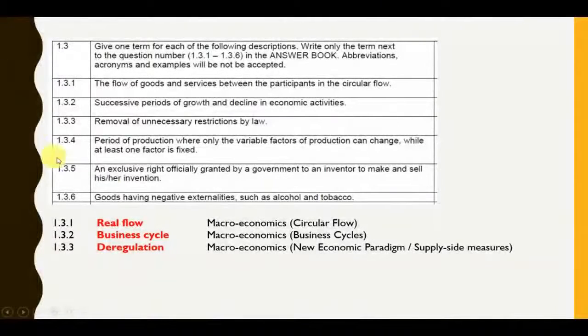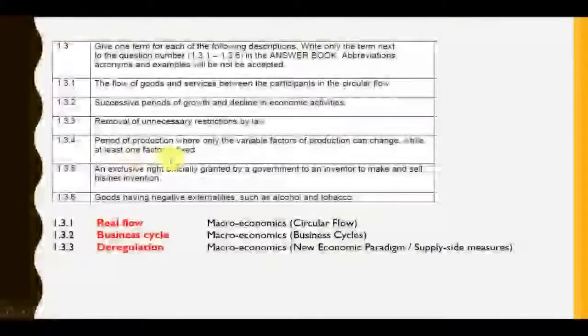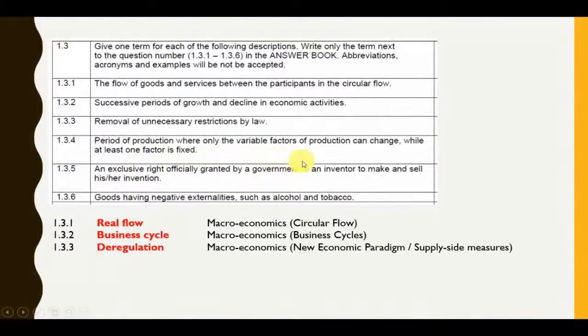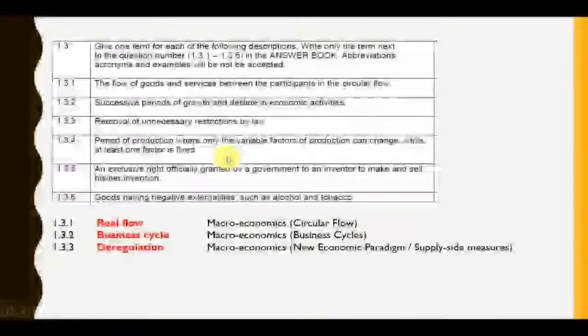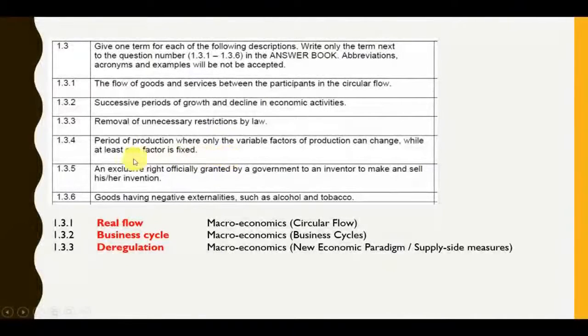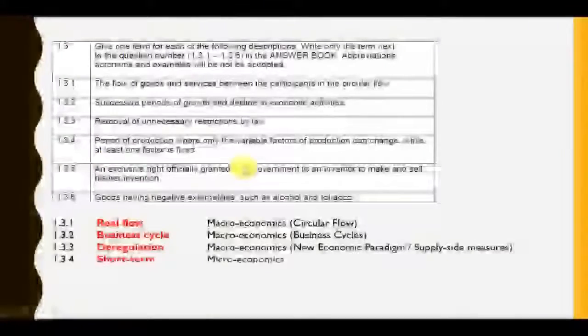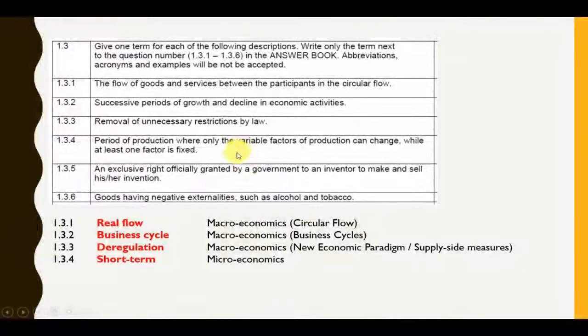It says, a period of production, guys, period, so immediately you must think time, okay, something to do with time, where only the variable factor of production can change while at least one factor is fixed. Now in economics, it's either short-term or long-term, right? So if you have identified that period means time, then you know you've got to choose one of those. And the answer is the short term. Remember, in the longer term, all factors of production are variable.